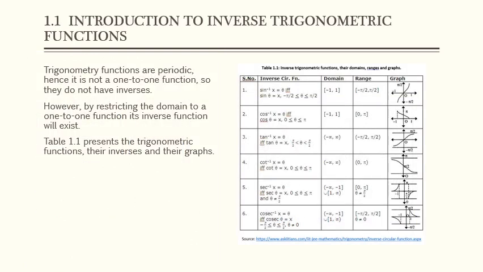Introduction to inverse trigonometric function. Trigonometric functions are periodic, hence they are not one-to-one functions, so they do not have inverses. Supposedly, indeed they have no inverse. However, by restricting the domain to a one-to-one function, its inverse function will exist. That's why the domain is important. Every inverse has a domain. Table 1 presents the trigonometric functions, their inverses and their graphs. Okay, these are the graphs.